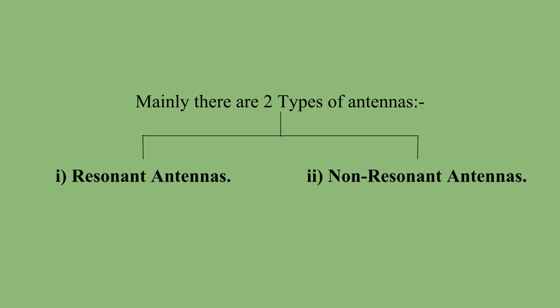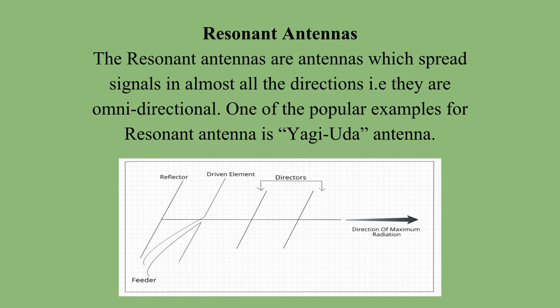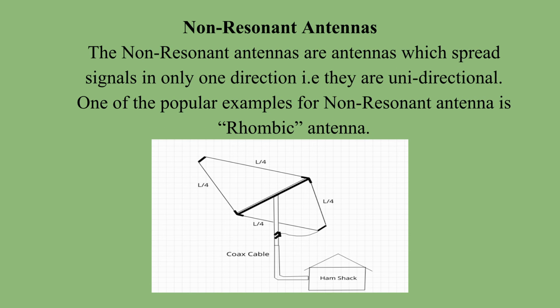So let's talk about the types of antennas. There are two main types of antennas: resonant antennas and non-resonant antennas. The resonant antennas transmit signals in almost all directions. Hence, they are also known as omnidirectional antennas. One of the most popular examples of resonant antennas is the Yagi-Uda antenna. The non-resonant antennas transmit signals in only one direction. Hence, they are also known as unidirectional antennas. One of the popular examples of non-resonant antennas is the rhombic antenna.